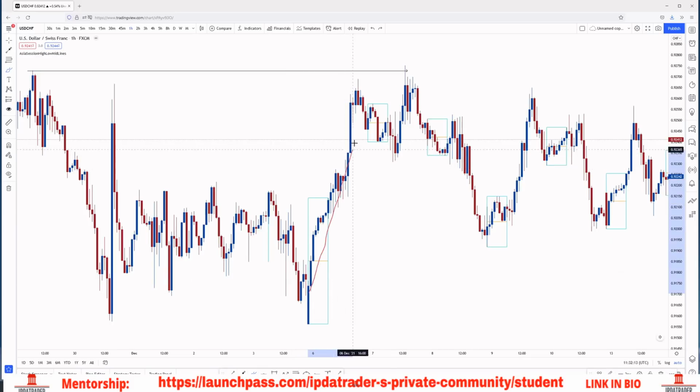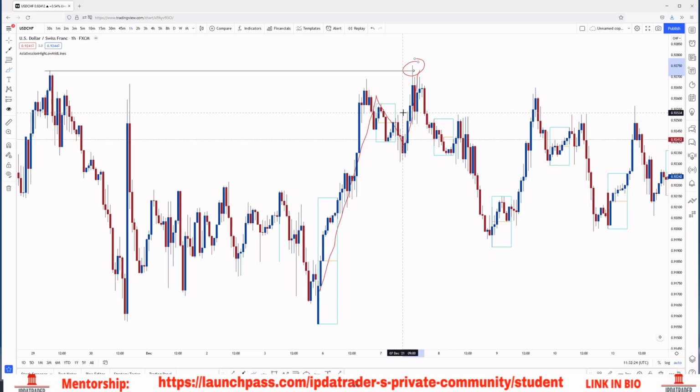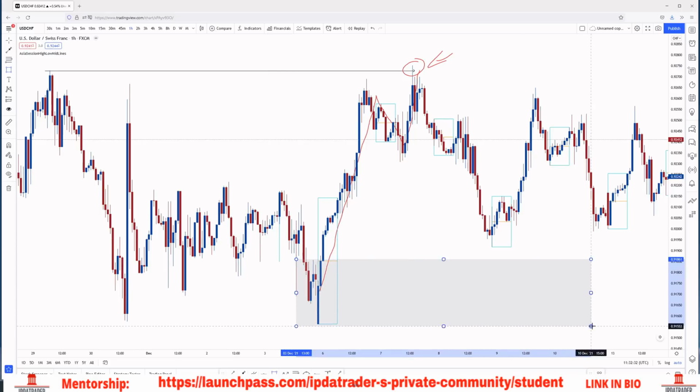If you see a leg like this where you have strong bullish delivery, breaking above that structure point, not reaching above any Asian high or any double top, triple top liquidity, then yes, you can expect this is a valid break in market structure. And you can say to yourself, hey, I'm going to be waiting for this area over here.